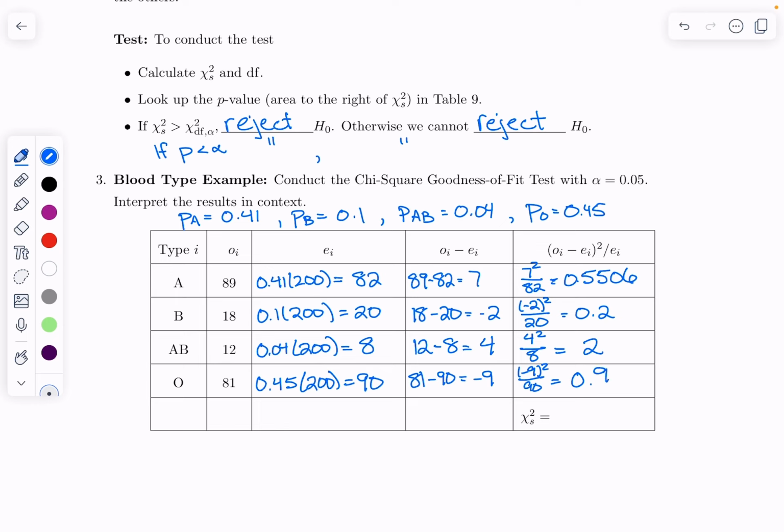And so now we can add all these up. If we add all of these up, we're going to take the 0.9 plus the 2 plus the 0.2 plus the 0.5506. That'll give us our total chi-squared statistic, which in this case is 3.6506.